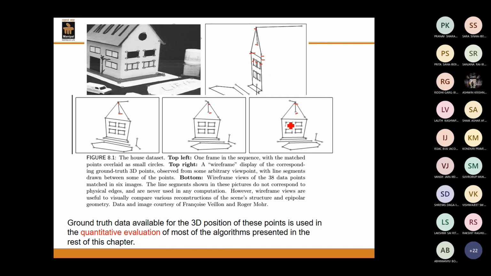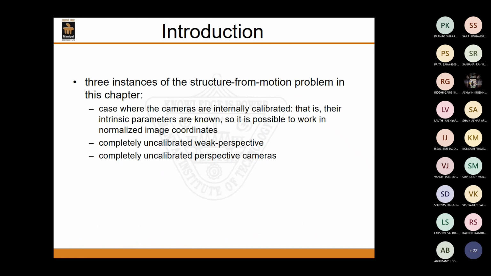So once you know the correspondences, then from there you try to continue with the SFM, or the structure from motion method. Now in the structure from motion problem, there could be three cases that we'll be looking at. One case is where we do know the internal calibration of the camera, or the intrinsic parameters are known to us. If it is known to us, then we can work with the normalized image coordinates. Okay, so that is one case.